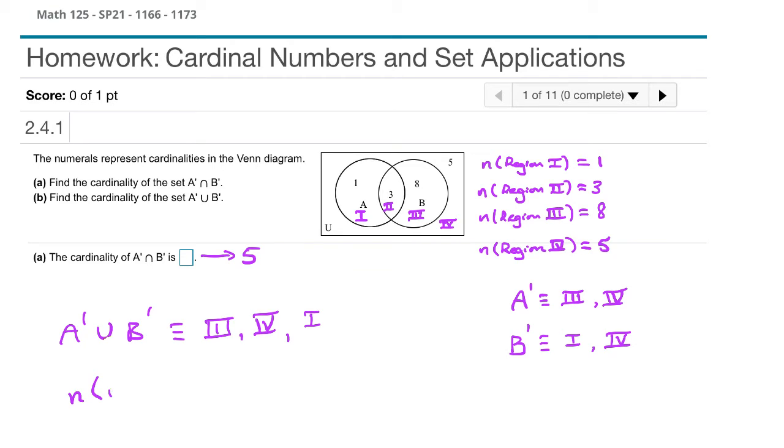So if we want the cardinality of those regions, we just ask, how many elements are in region 3? Well, region 3 has 8 elements. Region 4 has 5 elements. And region 1 has 1 element. Well, 8 and 5 is 13, plus 1 gives us 14 elements. And so our cardinality of A prime intersect B prime was 5. Our cardinality of A prime union B prime was 14.